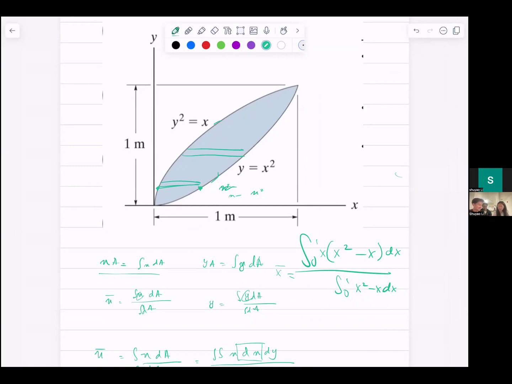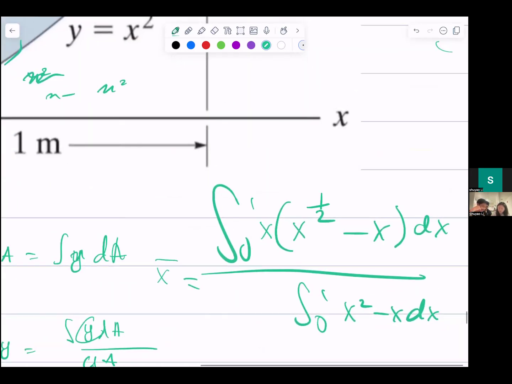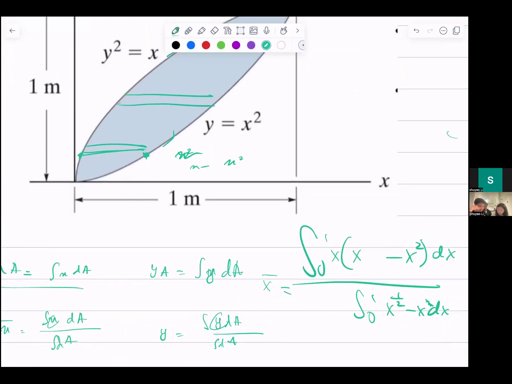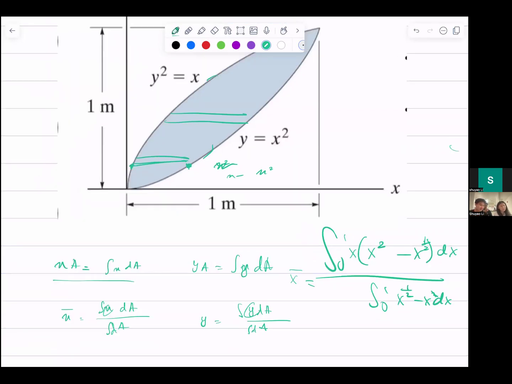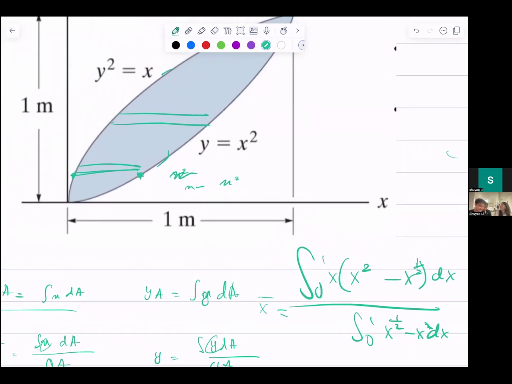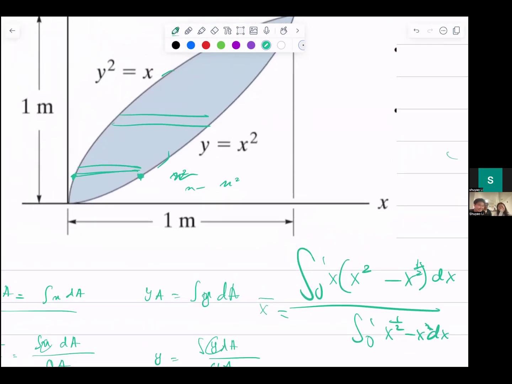Can you write it down? So this would be 1 over 2 x squared. No, I think it's x squared minus x to the 1/2. Wait, why would it be x squared minus x? Oh, because we're solving for y. All right, it makes sense. But wait, that's for a vertical slice. We're doing a horizontal slice.